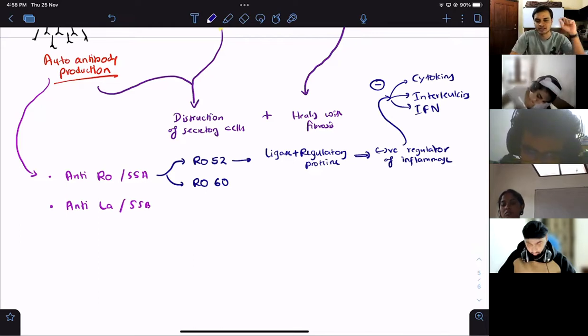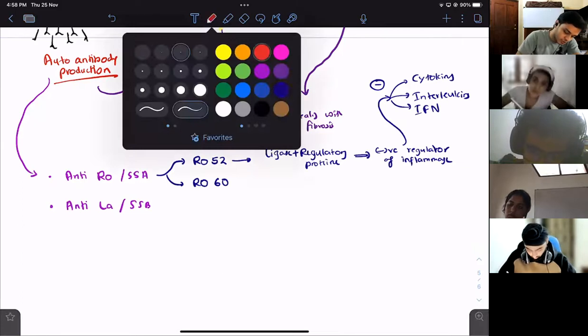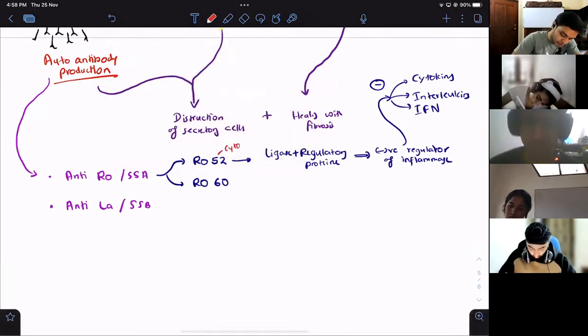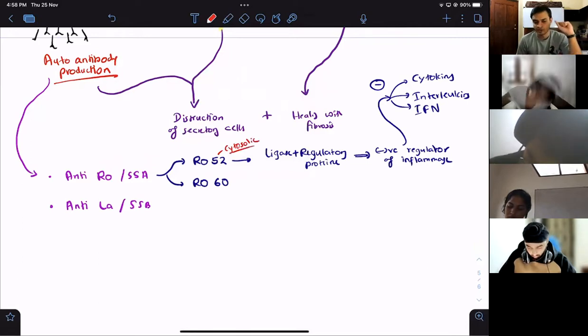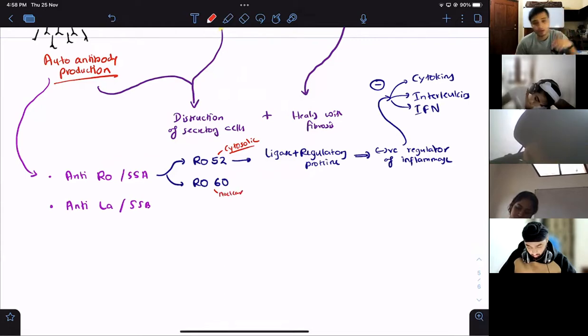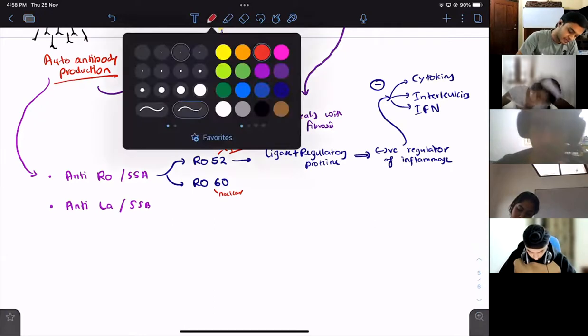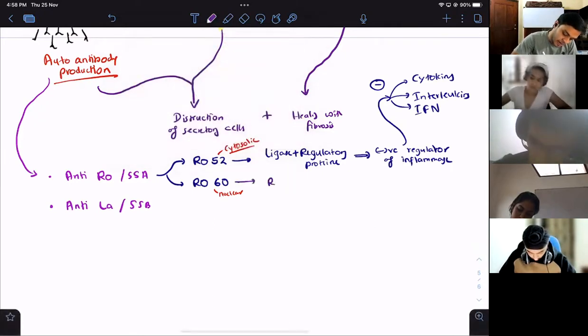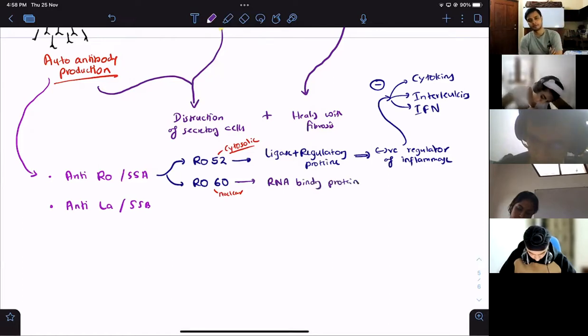Similarly, guys, Ro 60. Another thing, this Ro 52, you all can just note it down. This is a cytosolic protein, guys. It is in the cytoplasm. Whereas Ro 60, guys, this is a nuclear protein. Ro 60, guys, it is an RNA binding protein. Okay, RNA binding protein.